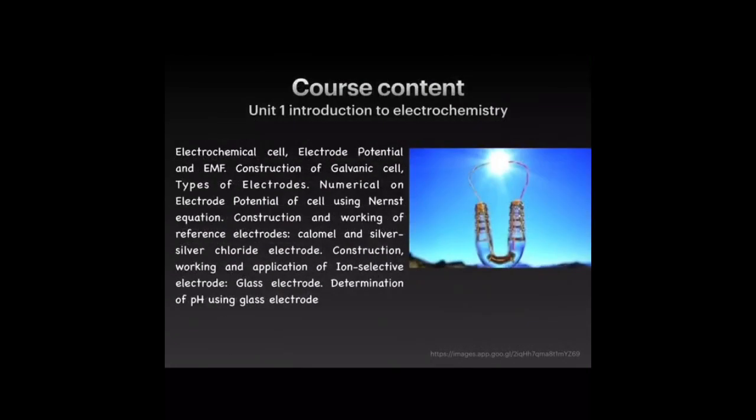Our first unit is Introduction to Electrochemistry. In this unit, we will study about different types of electrochemical cells, the concept of electrode potential generation and electromotive force in a galvanic cell. We will study about different types of reference electrodes. We will solve numerical problems related to electrode potential or cell EMF of galvanic cells. We will study about the construction and working principle of ion selective electrodes.